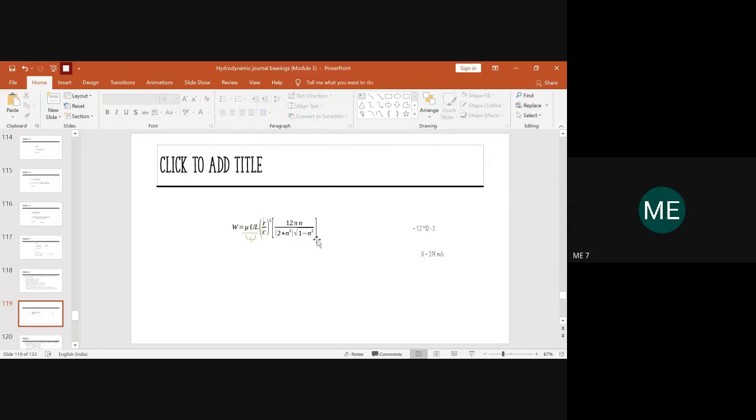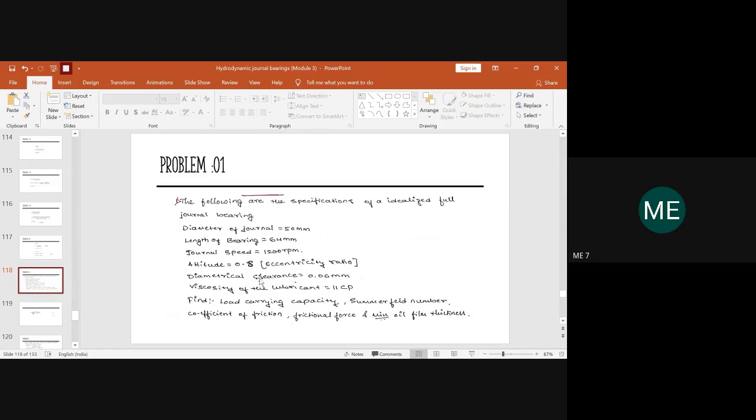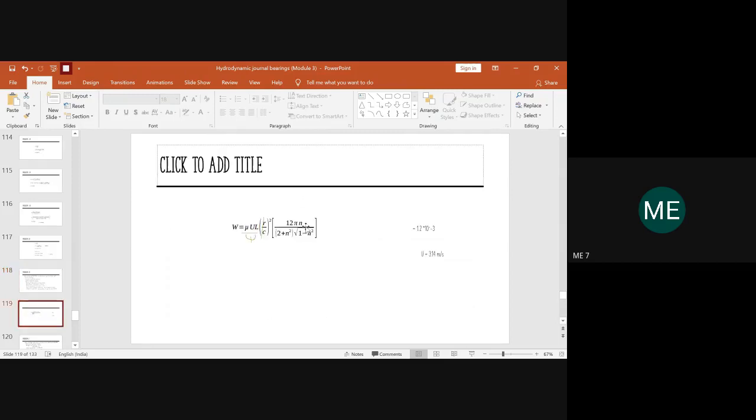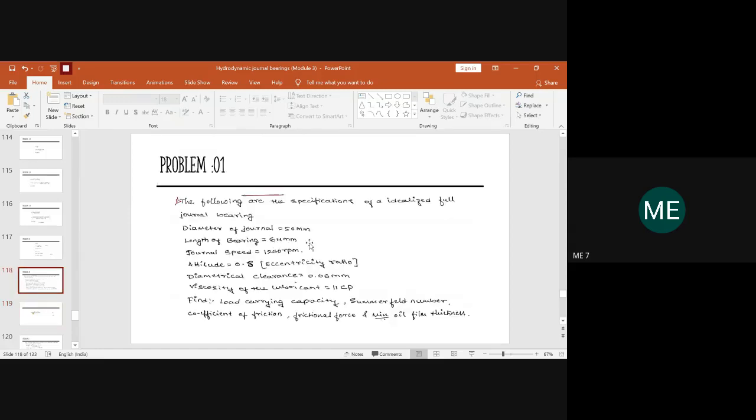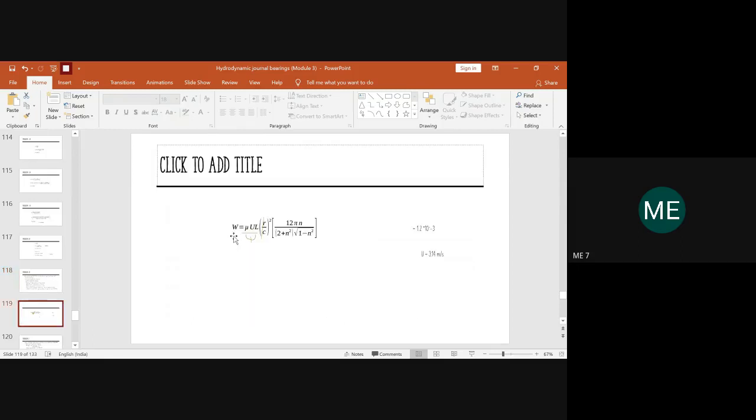Now for the remaining values, you know the eccentricity ratio, the attitude value, is given as 0.8. Kindly substitute the value of n, and you know the value of U you have calculated. You know the value of the diametrical clearance ratio, and you know the length of the bearing, which is 64 mm. Convert that into meter: 64 into 10 raised to minus 3.